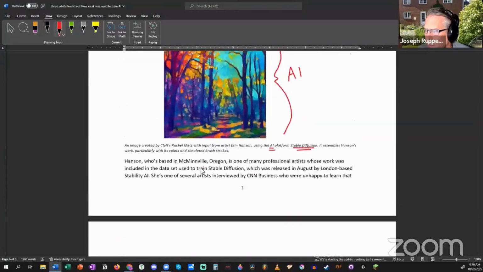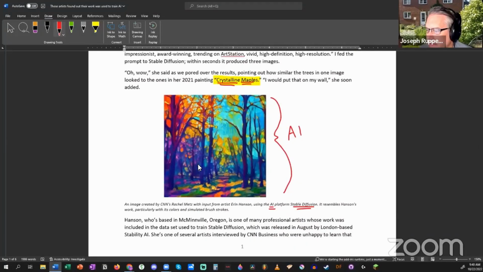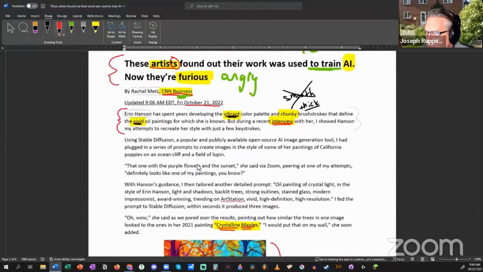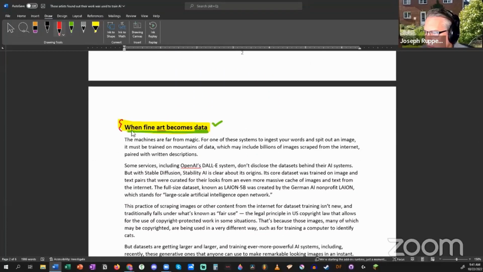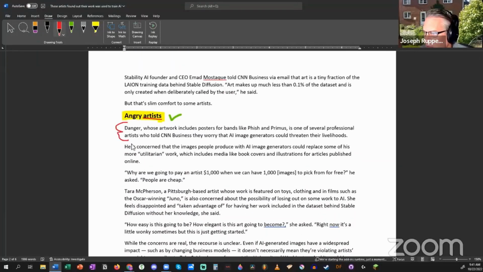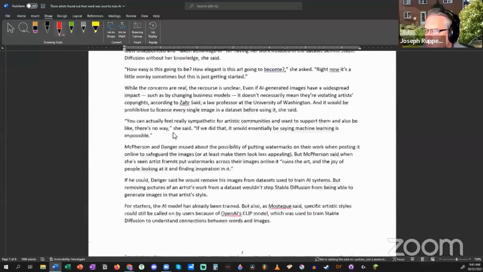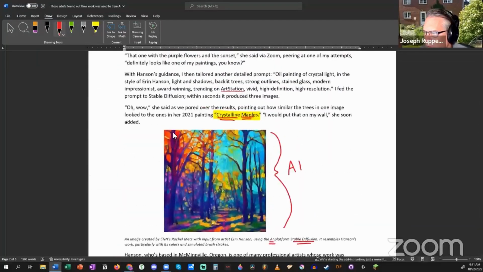Wonderful. All right, I think the last thing I'd like to do is just maybe with these particular headings, look at the first paragraph. So when fine art becomes data, that might be interesting just to look at this short paragraph. Angry artist, look at that. And then this one might be sort of interesting, offering artists more control. So let's take a look. Is that really the first one? Fine art. Yeah, it is.